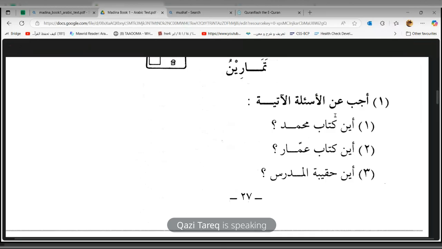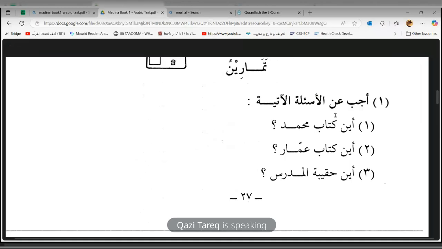And عن means to. No, it means from or to. Well, in this case, respond to. That's what it means. But typically it means from. For instance, when we're talking about the chain of narration in hadith, عن أبي هريرة, from Abu Huraira, or on the authority of, however you translate it. But in this case, respond to.